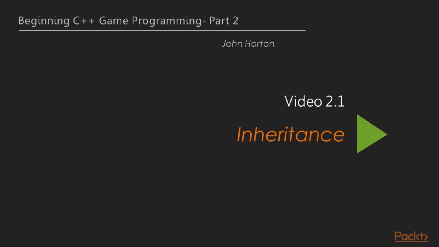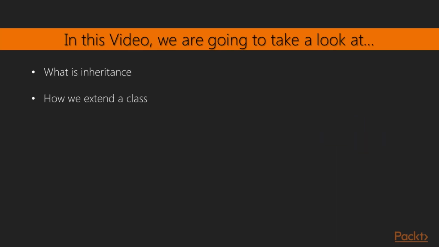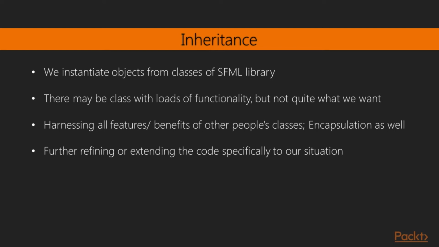Now, let's get started with the first video of this section that deals with inheritance. In this video, we're going to take a look at inheritance. We have seen how we can use other people's hard work by instantiating, creating objects from the classes of the SFML library. But what if there's a class that has loads of useful functionality in it, but is not quite what we want? In this situation, we can inherit from the other class.